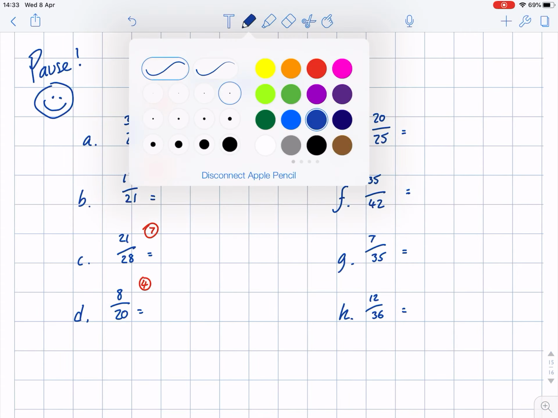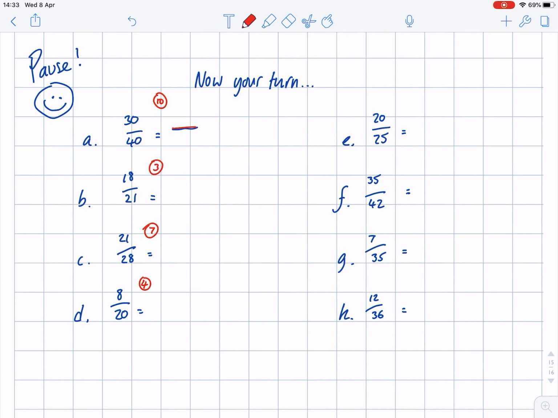Okay, then I'm going to change my pen to red. So for the first one, 30/40, if we simplify it, it's 3/4. The next one, how many 3s in 21? 7. How many 3s in 18? 6. So it's 6/7. Next one, 3/4 again. The next one, how many 4s in 20? It's 5. How many 4s in 8? It's 2. So the answer is 2/5.